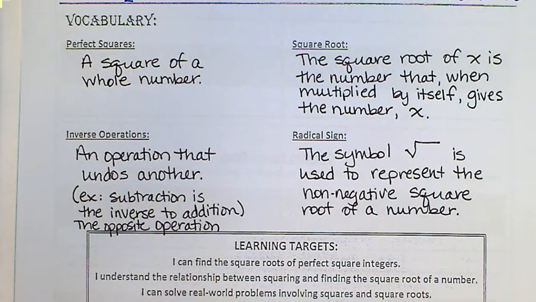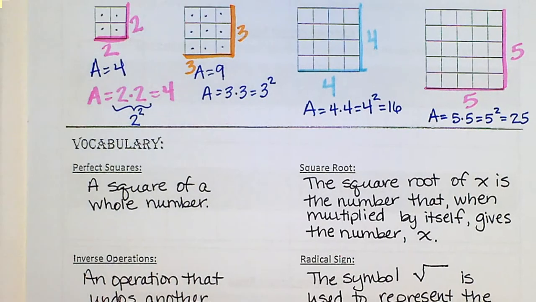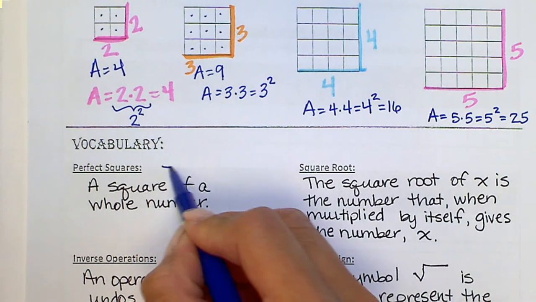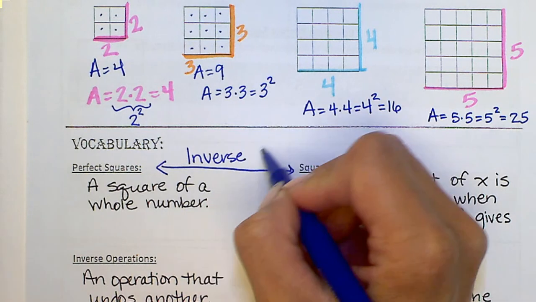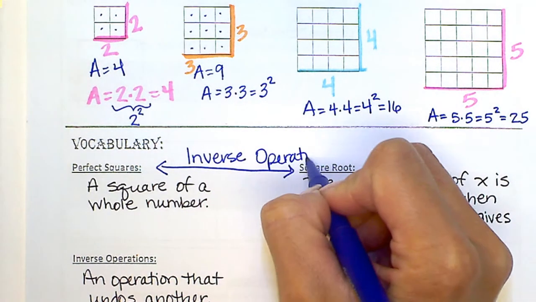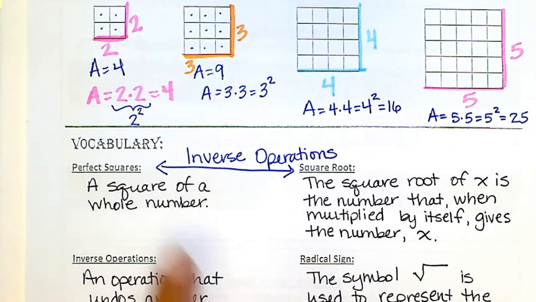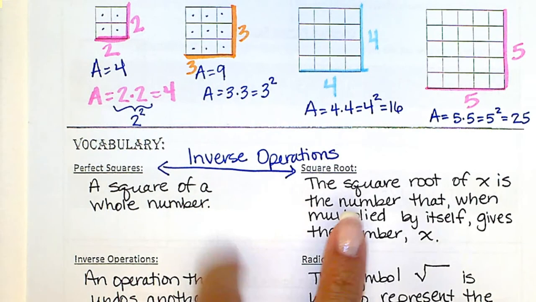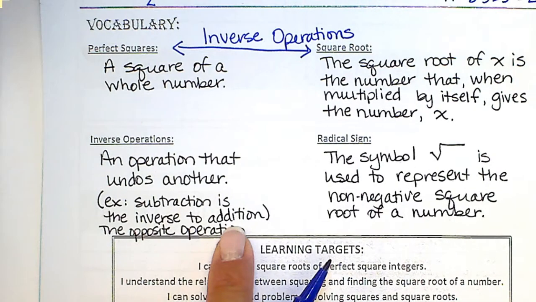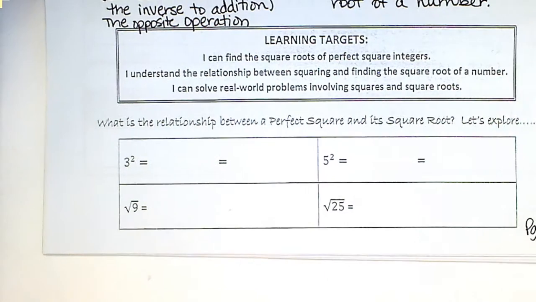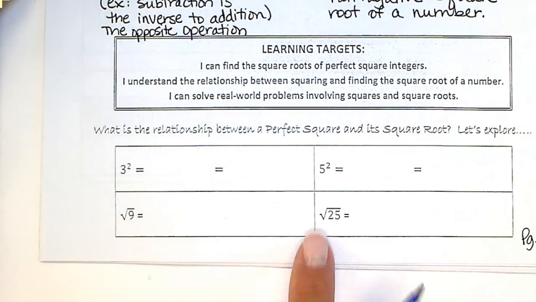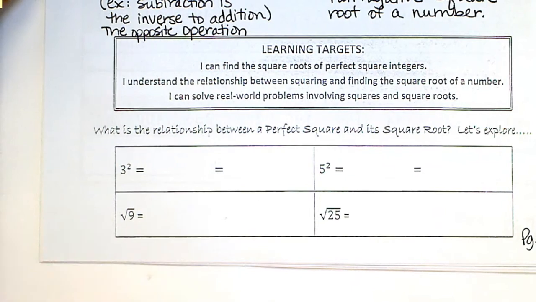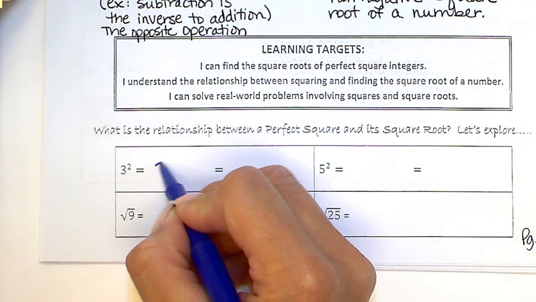Now, I do want to point out one thing in the vocab, and I'd like for you to write this in. These 2 vocab words are inverse operations. So when we have a perfect square and a square root, those are going to be opposite operations, similarly to subtraction and addition. So let me show you a little bit about that. So let's just look at these 4 problems here, and in the next video we'll go on to the next page.